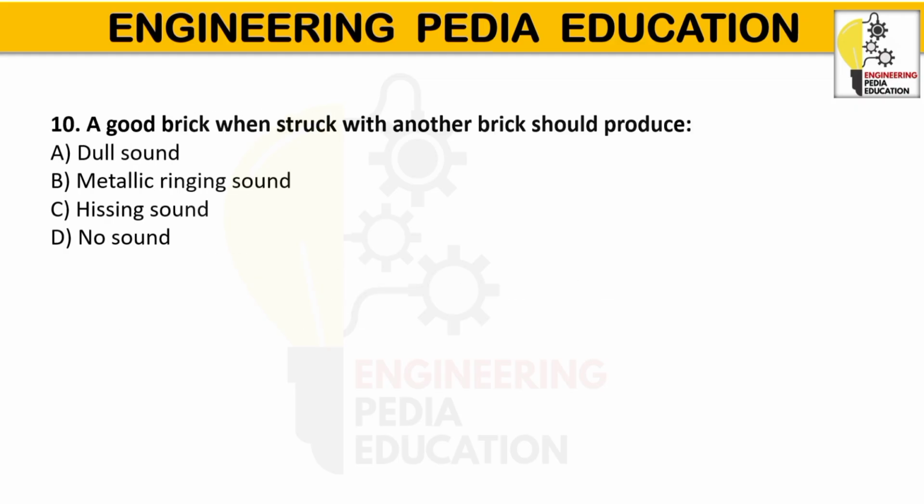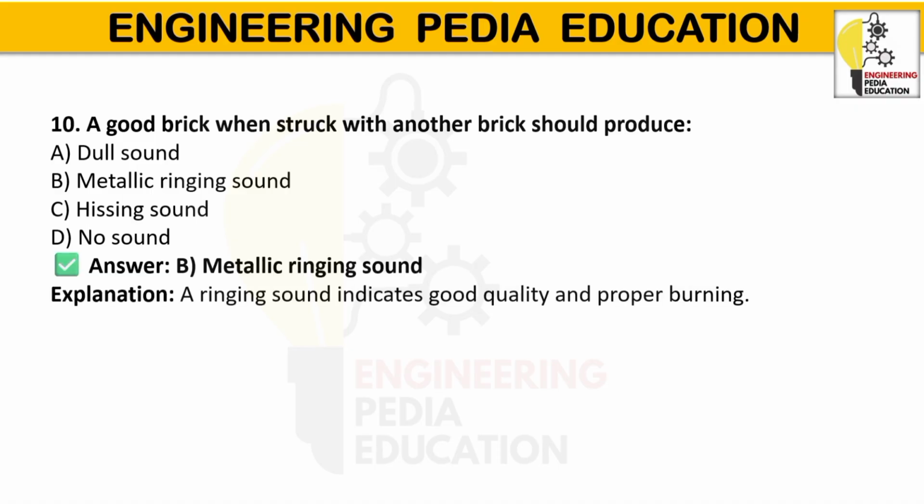A good brick when struck with another brick should produce: dull sound, metallic ringing sound, hissing sound, no sound. So the correct answer is metallic ringing sound. A ringing sound indicates good quality and proper burning. When we hit two bricks, they produce a metallic ringing sound.